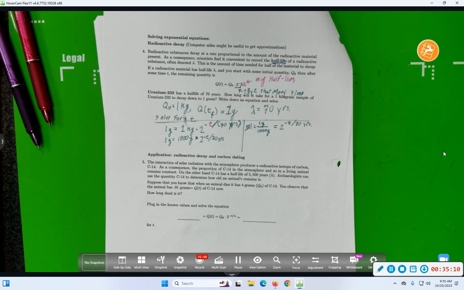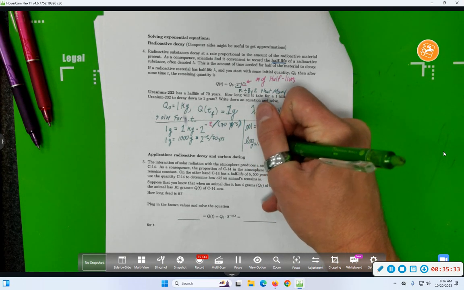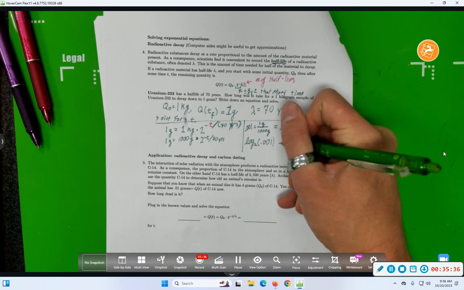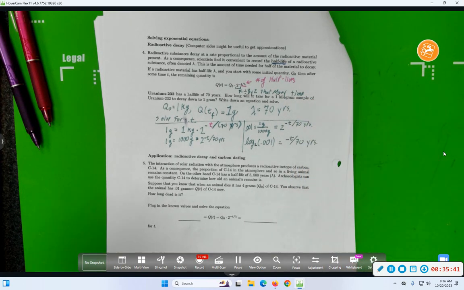Next, if we want to get t on its own? Logarithm. Yeah, let's apply a log. What log should we apply? What's the base of the exponent in this problem? 2. So I think a log base 2 is useful. So, log base 2 of 0.001 is equal to negative t divided by 70 years. So what next?